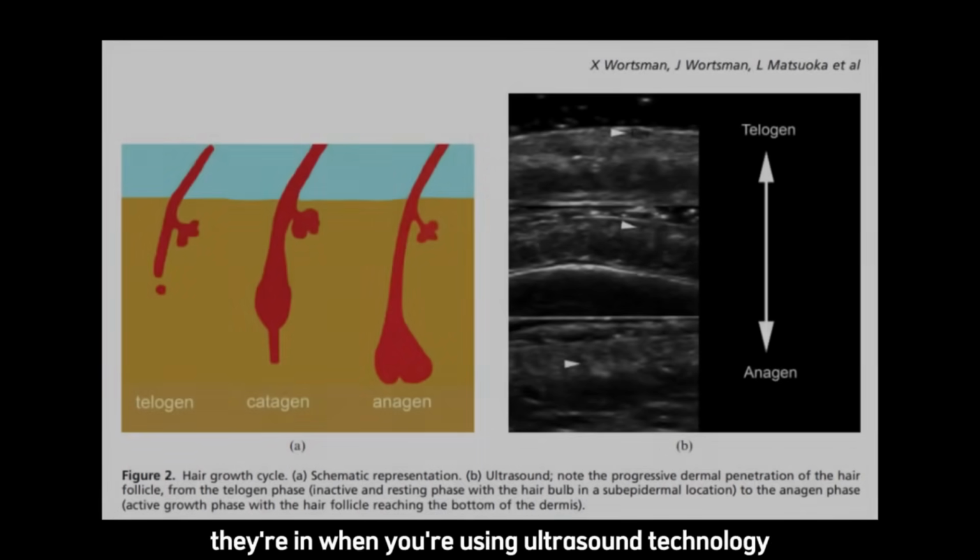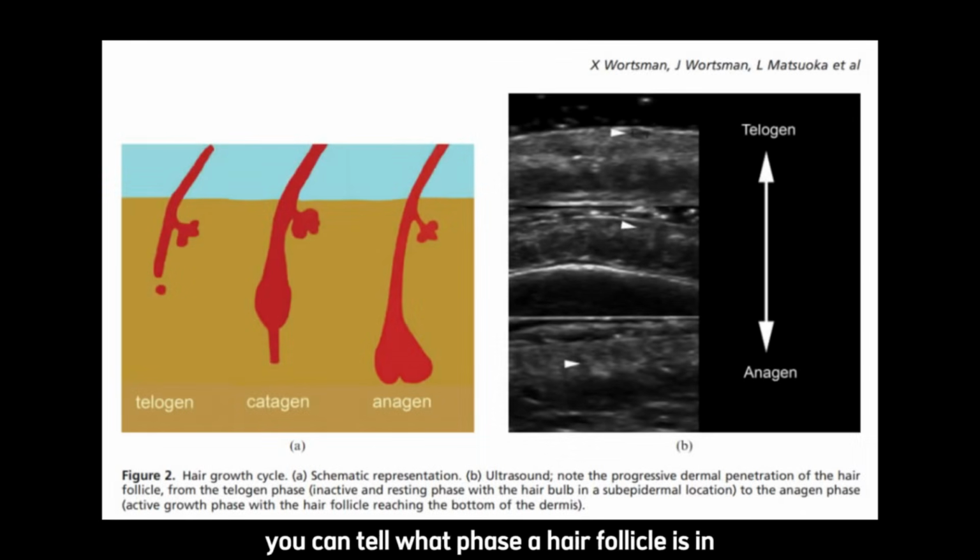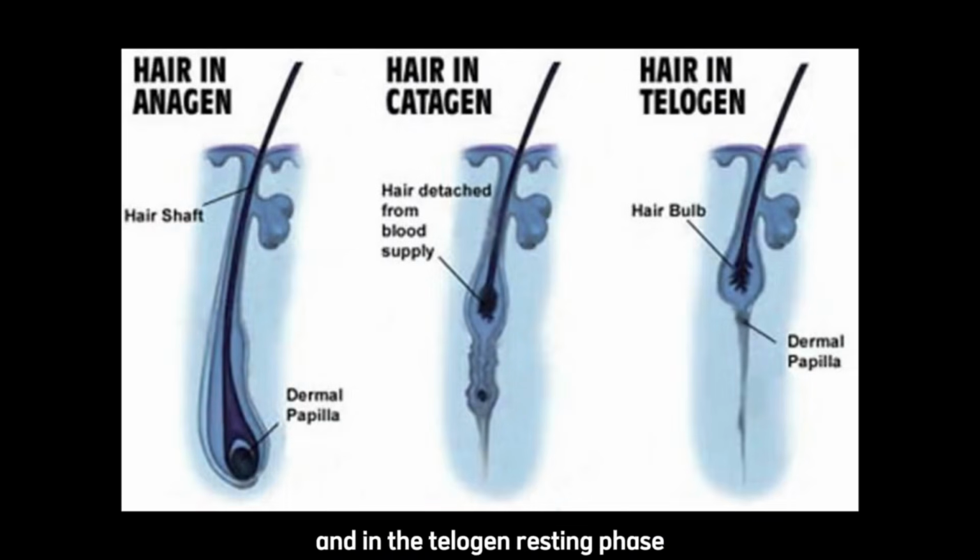When you're using ultrasound technology, you can tell what phase a hair follicle is in by seeing where in the skin strata that hair follicle is, or that sort of tubular circular structure appears, right? In the anagen growth phase, the follicle extends deeper into the dermis and the subcutaneous tissue, showing a more prominent structure. In the catagen transitional phase, the follicle begins to regress and move upwards towards the surface. And in the telogen resting phase, the follicle is at its most superficial position, where it is closer to the outer layer of the skin or the stratum corneum.